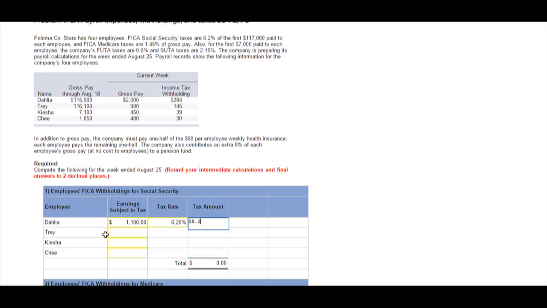Trey has earned $116,100 so far, and the current amount is $900, which means he'll be taxed on that entire amount. If you plug in the numbers, Connect calculates it for you. Keisha and Chi are nowhere near close to the upper limit, so they'll be taxed on the whole amount too.